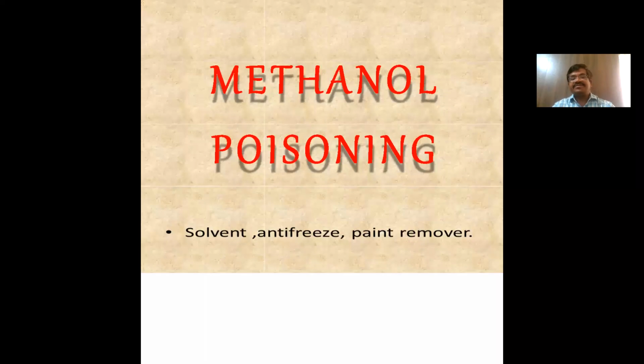Now coming to methanol poisoning. As you know, methanol is toxic to human beings. It is not used in beverages because of its highly toxic nature. But methanol is in use in a few solvents, antifreeze, and paint remover, and the methanol content in these substances can lead to exposure to human beings.